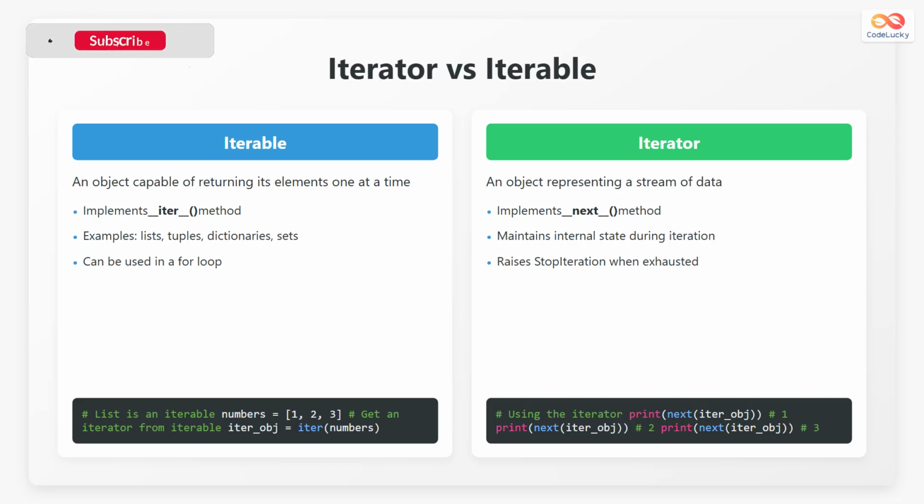Now let's talk about iterator. An iterator is an object representing a stream of data. It implements the __next__ method, maintains internal state during iteration, and raises StopIteration when exhausted. In this code, we are using the iterator iter_obj to print the next elements.